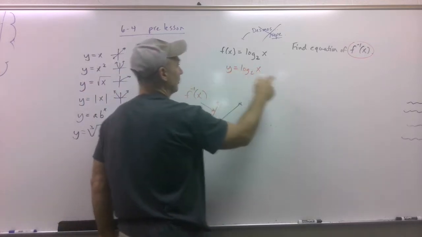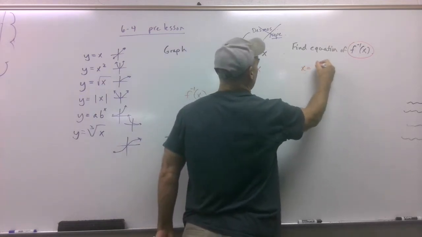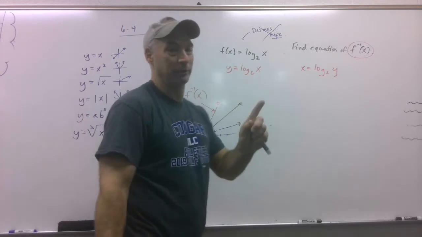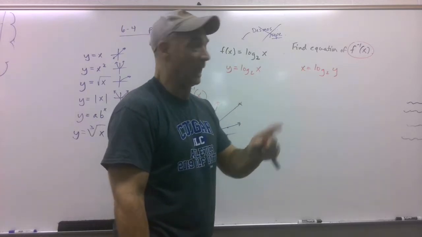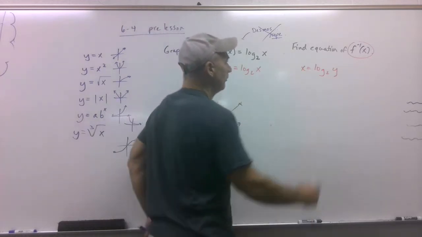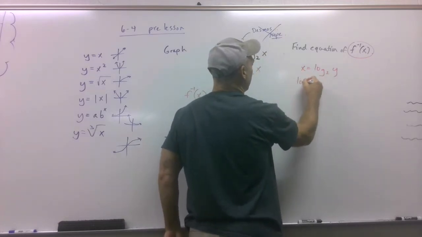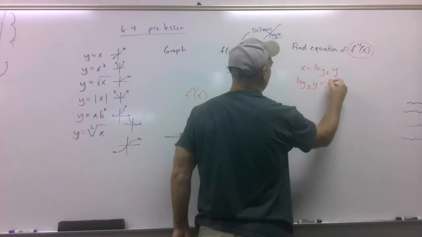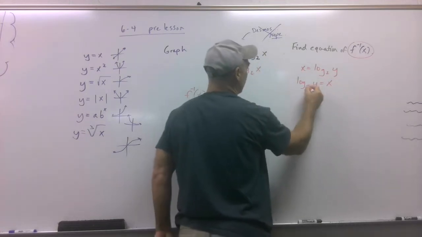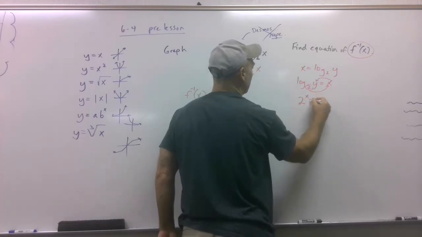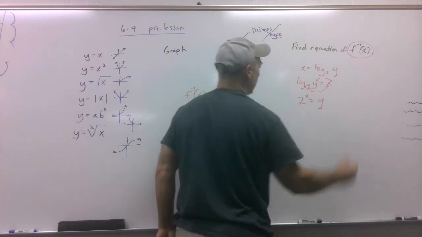We're going to switch the x's and y's. So x equals log 2y. That's step 1. Step 2, solve for y. Well, okay, how do I get y alone? Well, if I flip this thing around, my brain likes it this way. You don't have to. 2 to the x equals y.